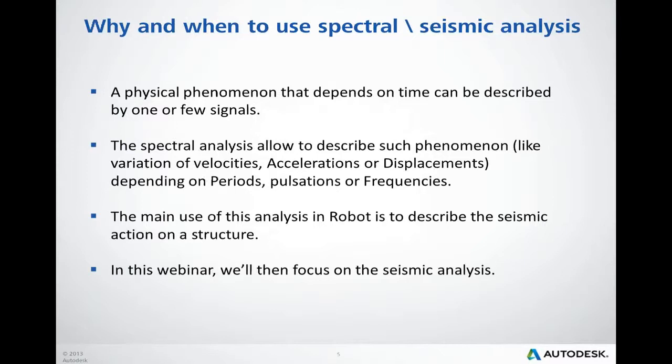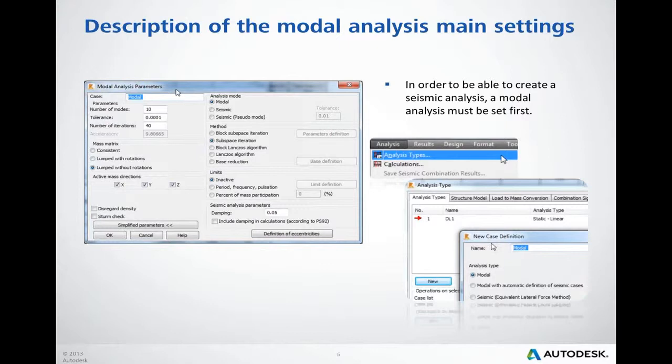Why and when to use spectral or seismic analysis? The main use of this analysis in Robot is to describe the seismic actions on a structure. In order to be able to create a seismic analysis, a modal analysis must be set first. It can be done in the Analysis Types window by creating a new case and selecting modal analysis type.